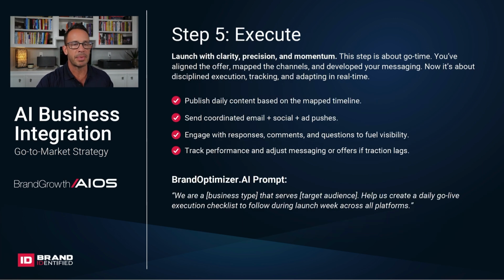So that moves us into step number 5, which is to execute. Launch with clarity, precision, and momentum. This step is all about go time. You've already aligned your offers, you've mapped out your channels, and you developed your messaging. Now it's about disciplined execution, tracking, and adapting in real time. So publish daily content based on the mapped timeline, send coordinated email, social, and ad pushes, engage with responses, comments, and questions to fuel visibility, and track your performance and adjust messaging or offers if your traction starts to begin to lag. And then as always, for step number 5, I've given you another BrandOptimizer.ai prompt to use.